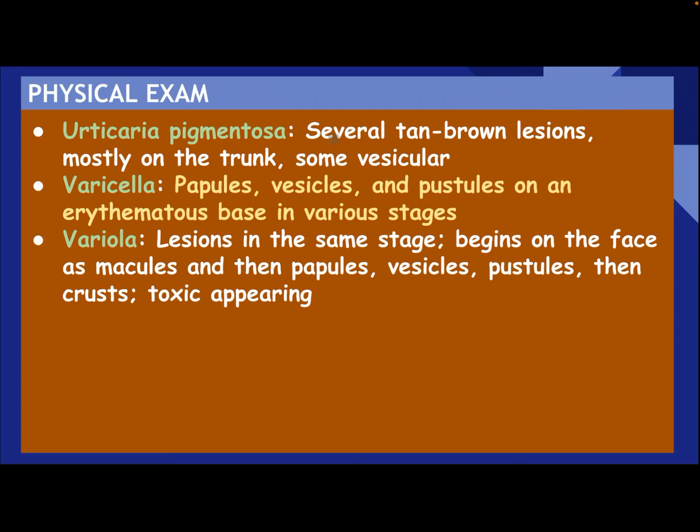Urticaria pigmentosa: several tan-brown lesions, mostly on the trunk, some vesicles. Varicella: papules, vesicles, and pustules on an erythematous base in various stages. Variola: lesions all in the same stage, beginning on the face as macules and then papules, vesicles, pustules, then crusts, toxic appearing.